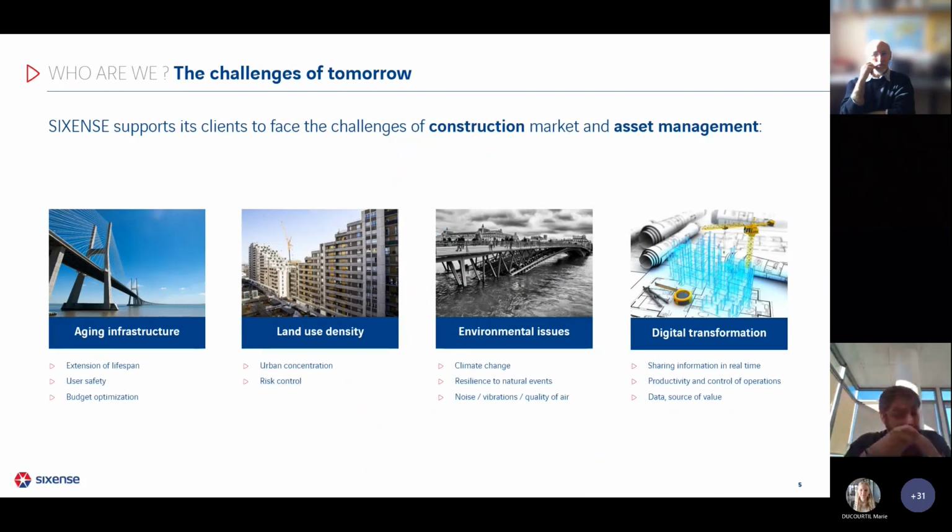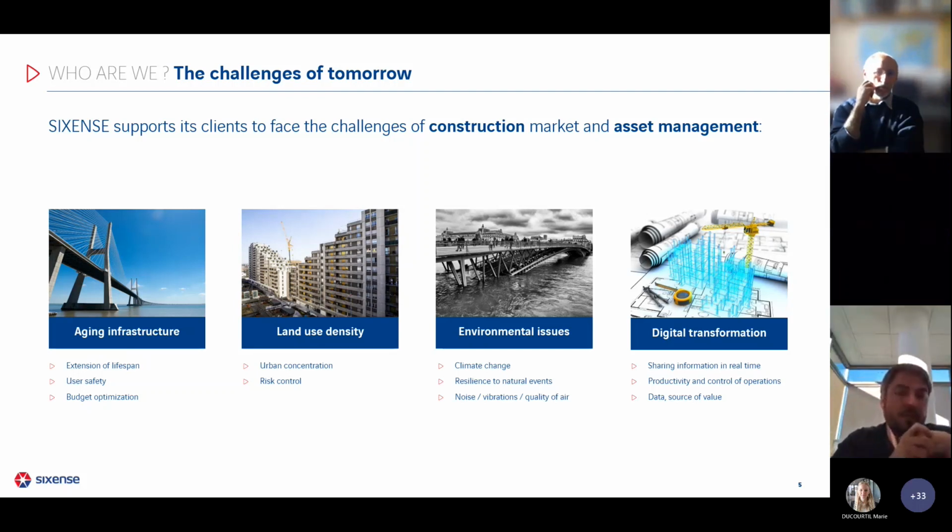Our mission, as we define it at Sixense, is to help our clients face the challenges of the construction market and asset management. For this, we retain 4 main issues: the aging of infrastructure, the land use density, the environmental issues, and the digital transformation. This webinar is situated in the main issue of land use density, evidently.